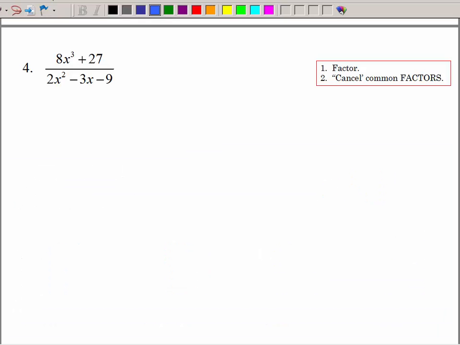Right, so again, we have a binomial and a trinomial. We need to think about factoring before we start reducing. So this is a good review of cubes. How do you factor cubes? Well, remember, we have a short one and a long one. So what cubed is 8x cubed? 2x. And that would be 3.